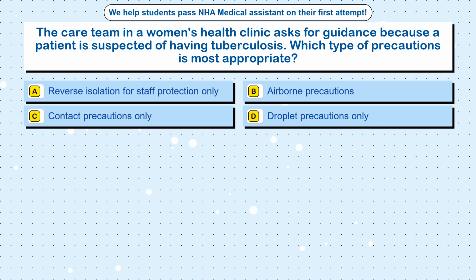Question 78. The care team in a women's health clinic asks for guidance because a patient is suspected of having tuberculosis. Which type of precautions is most appropriate? Option A.